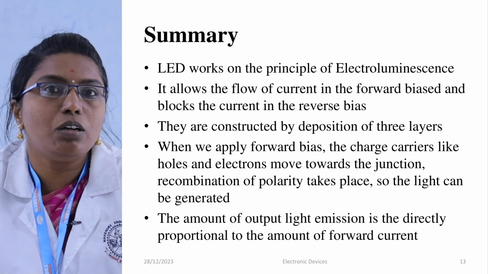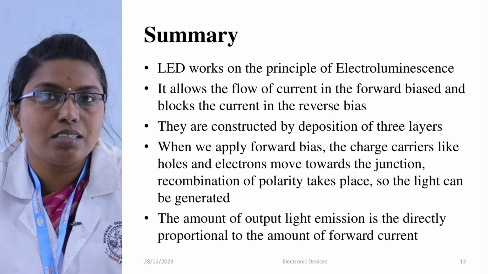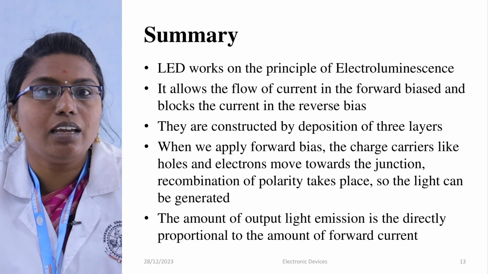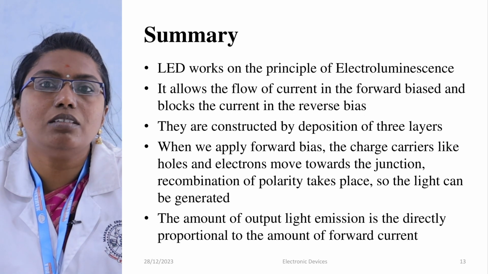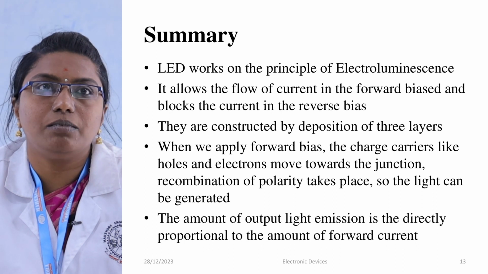When we apply forward bias, the charge carriers, holes and electrons, move towards the junction and recombination takes place, so light can be generated. The amount of light emission is directly proportional to the amount of forward current.